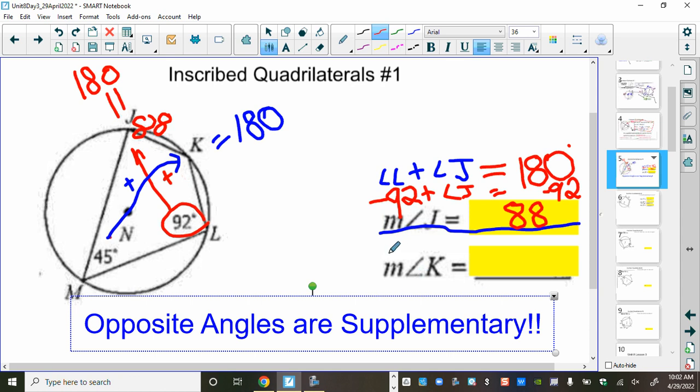Similarly, angle M plus angle K has to add up to 180. But how many degrees is angle M? 45. So would you subtract 45 again? Yeah.